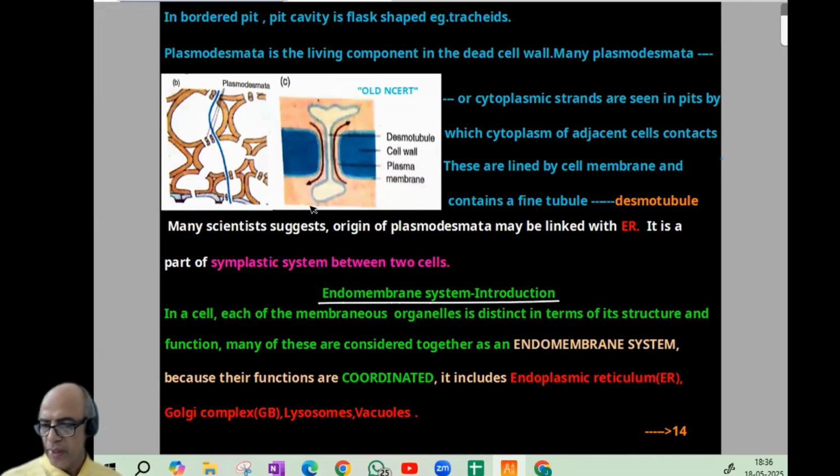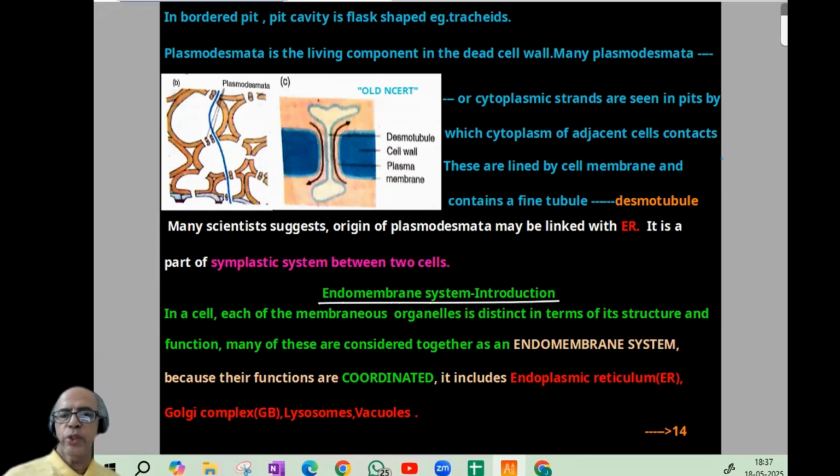An example is tracheids. Now, plasmodesmata are the living component in the dead cell wall. It's an important item. Once again, plasmodesmata are the living component in the dead cell wall. Many plasmodesmata, or cytoplasmic strands, are seen in pits, by which the cytoplasm of adjacent cells is in contact. These are lined by cell membrane and contain a fine tubule, the desmotubule. Again, you can observe this diagram in NCERT. Many scientists suggest the origin of plasmodesmata may be linked with the endoplasmic reticulum. It is a part of the symplast system between the two cells, the inner side connection; symplast, inner; apoplast, outer side. That is regarding plasmodesmata and pits.